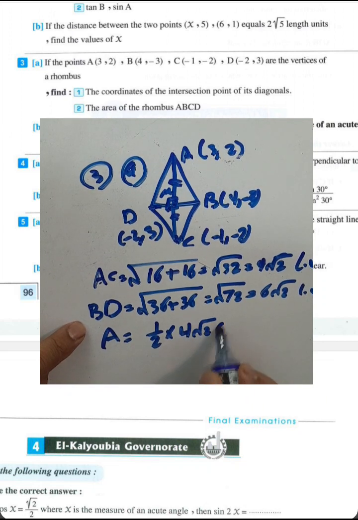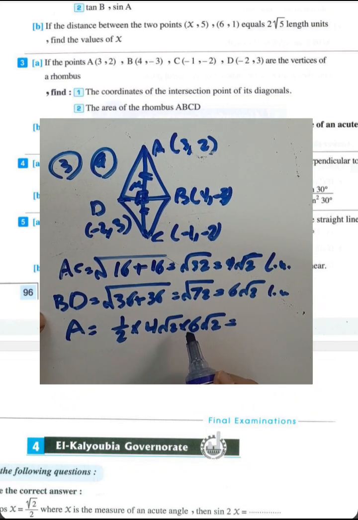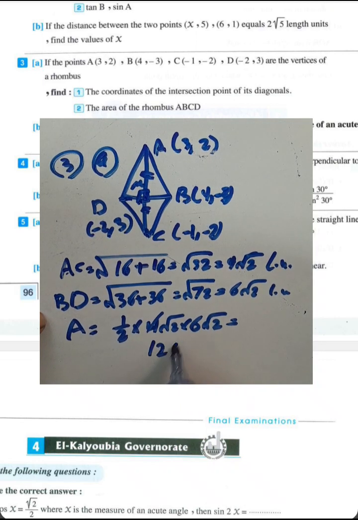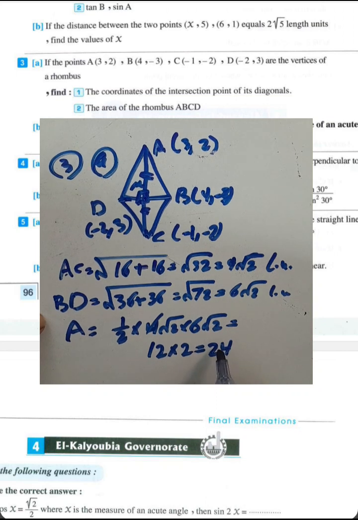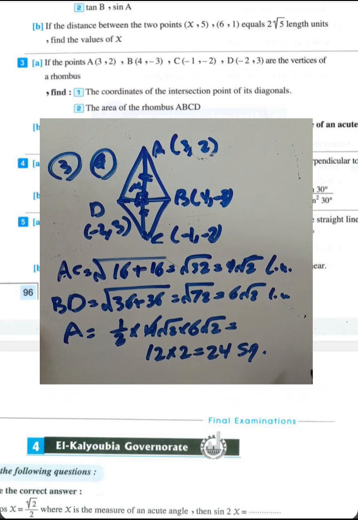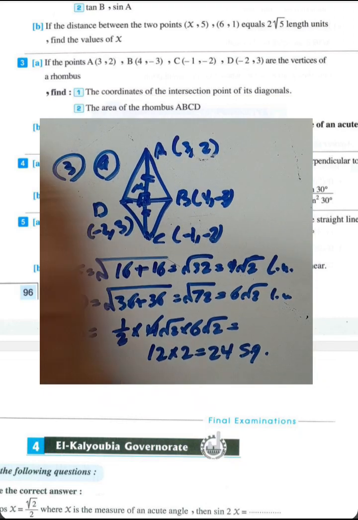Then the area will be equal half times diagonal 1 times diagonal 2, half times 4 root 2 times 6 root 2. Half times 4 equals 2. 2 times 6 is 12. Root 2 times root 2 will be 2. 2 times 12 will be 24 square unit. Understood? It's the area of a rhombus.